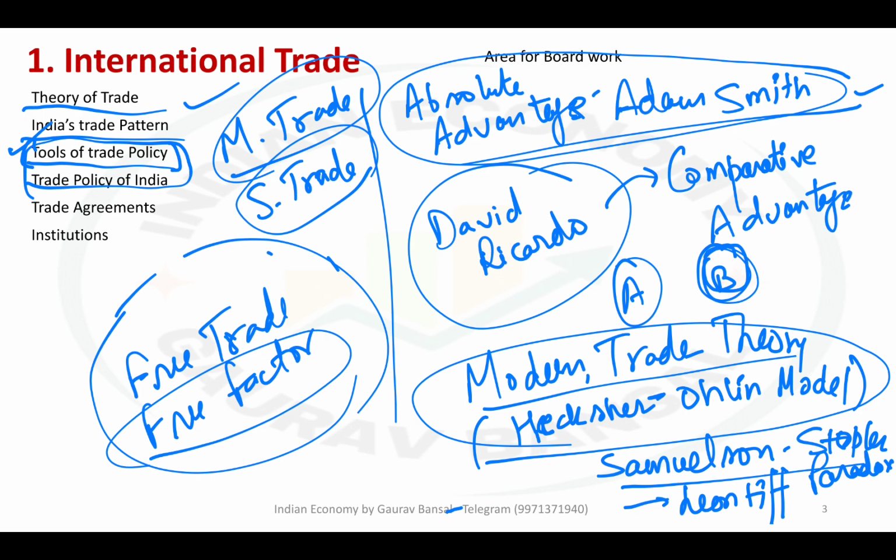And if you look at other countries, then there are more types of agreement: common market, custom union, monetary union, fiscal union or economic union, and then we also have a common currency. So likewise, we have different types of agreement. India has only 4 types of agreement.